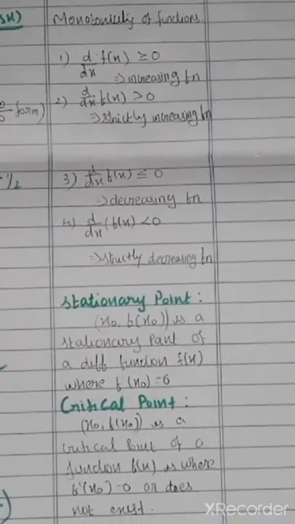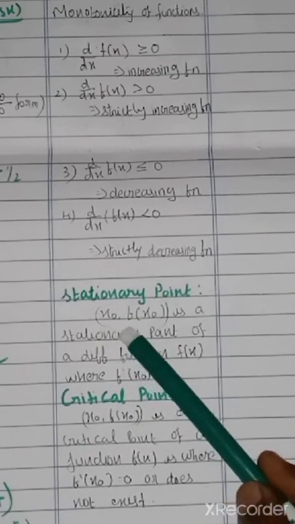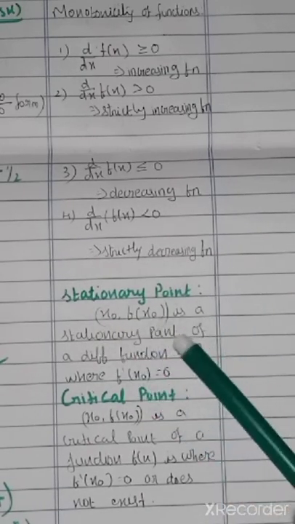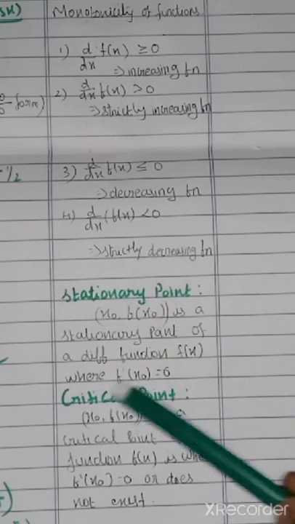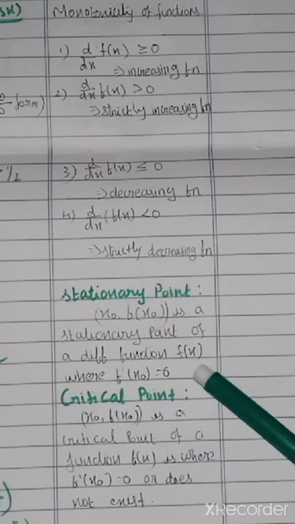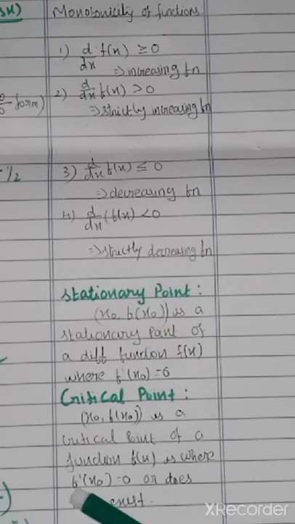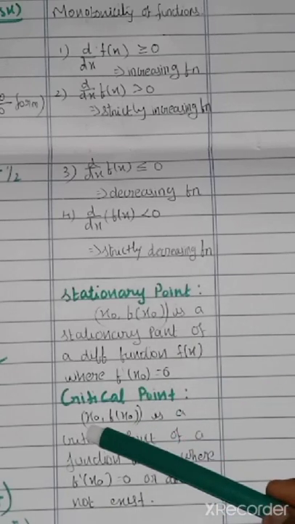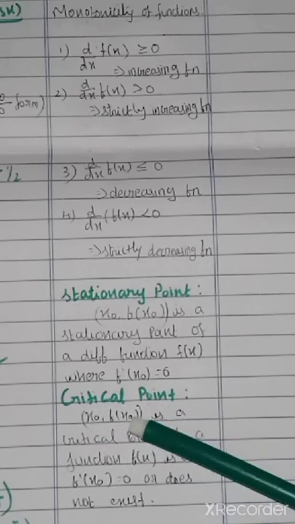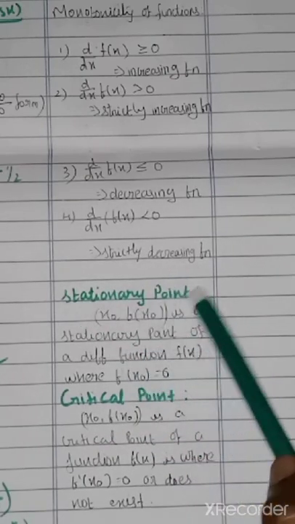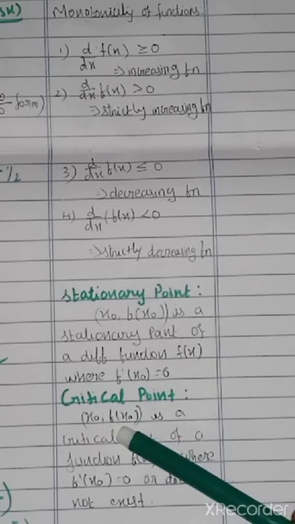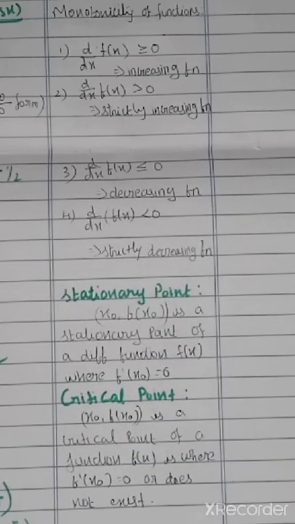So what is a stationary point? x naught comma f of x naught is a stationary point of a differentiable function f of x where f dash of x naught equal to 0. A critical point is also a stationary point, but here f dash of x naught equal to 0 or does not exist. So x naught comma f of x naught is also a critical point. So we can say all stationary points are critical points, but not all critical points are stationary points, because here one more condition exists, that is, does not exist.